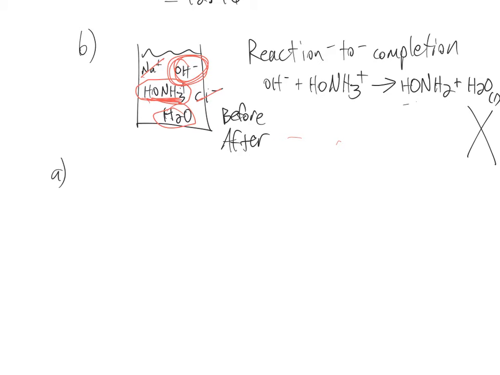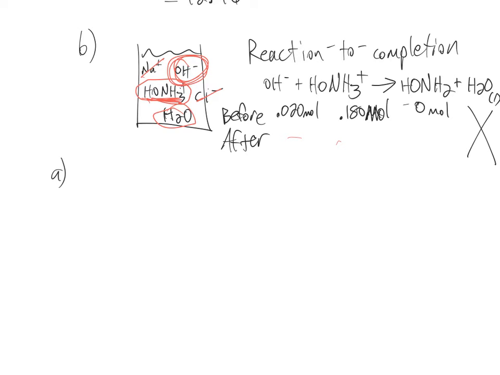If we read the problem carefully, they'll give us numbers of moles. Up at the top, they said we had 0.02 moles of sodium hydroxide. So that means that initially we have 0.02 moles of hydroxide. And in part B of the problem, they tell us we have a solution of 0.18 molar HONH3Cl in a 1 liter container. So that same number, 0.18, is going to be the number of moles. And then we don't initially have any HONH2.